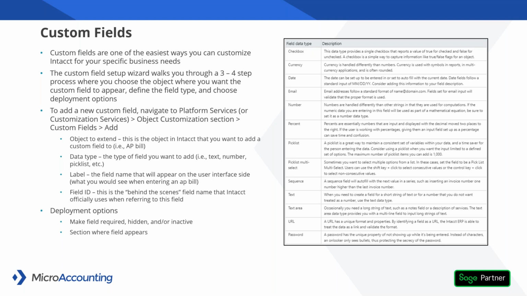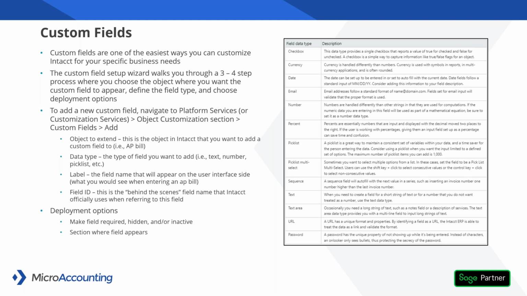then if you wanted to import AP bills later on, the field ID is what you would use on the import template as the header. That's where that ties in, and it gives an example of what I mean by the behind-the-scenes aspect that Intacct officially uses. After that, you've got your deployment options. You can make your field required, hidden, and or inactive, depending on what you're trying to do. And then you can also specify a section where the field appears.